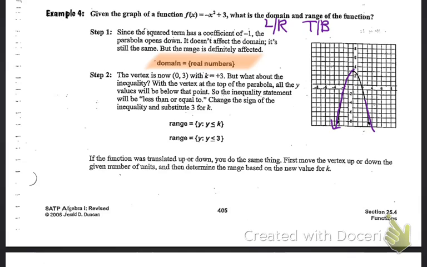But this time, when I look at the top, I see that I do have a restriction, and it's not going above 3. It continues to go down, just not above 3. So that means that y has to be less than or equal to 3. And I have my range.